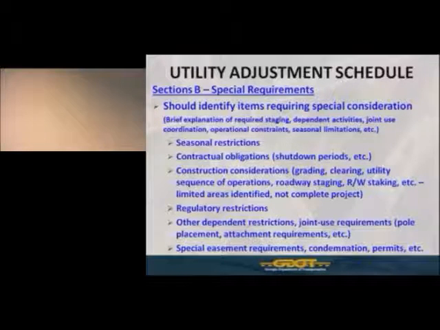Any dependent restrictions such as joint use requirements. If you're a joint use attachee on a pole owner, obviously until the new poles are in place, you can't do your attachments and all. You need to properly identify that here, that you're dependent on another utility to complete some work before you can begin. Are there special easement requirements, condemnations, or permits? Anything of those nature that's required for you to obtain in order to perform your relocations or adjustments, you need to properly identify here in order to ensure that you're not having time count against you when you really can't perform work based on these type of items.